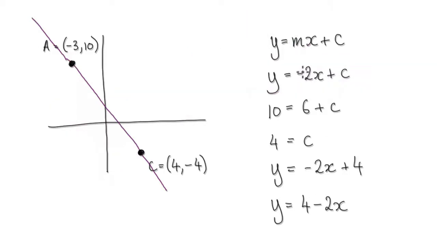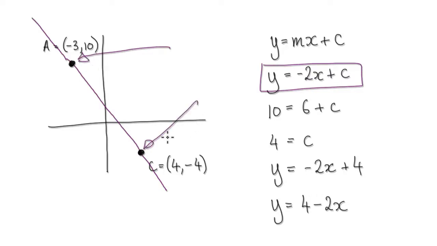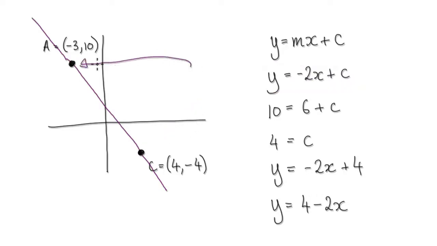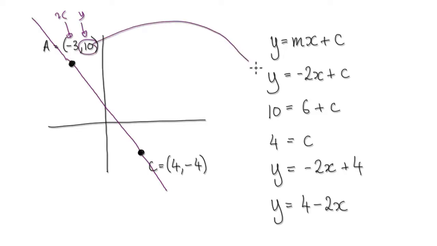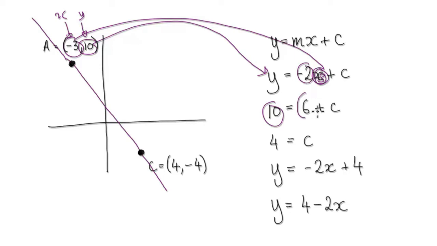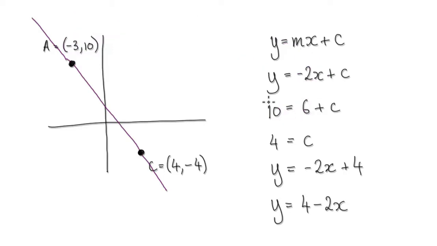Once you've got the gradient, you need to find the intercept. From here, select one point on the line. You can select this point or you can select this point. Let's just randomly choose this point here. This is your y and this is your x. Put this into the y, which will give you 10, and then put this into the x. So this will be -3. -3 times -2 gives you +6. So c, take away 6 from both sides, so c equals 4.